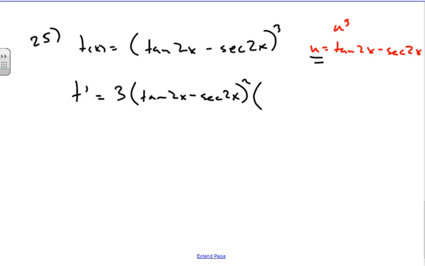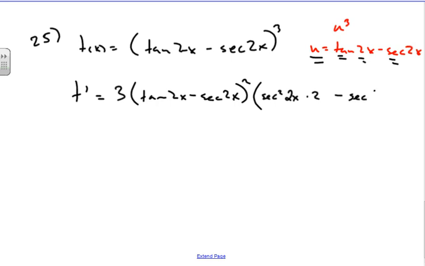Now, when we take the derivative of tangent of 2x, well, we have to make sure we take the derivative. This is not tangent times tangent of 2x. So we take the derivative of tangent, which is secant squared of 2x, times now the derivative of the inside, so it'll be 2. Minus now the derivative of secant. Now the derivative of secant of 2x is, well, we know what the derivative of secant is.